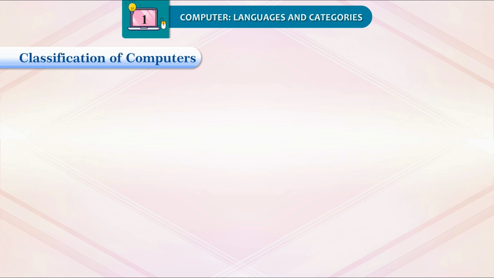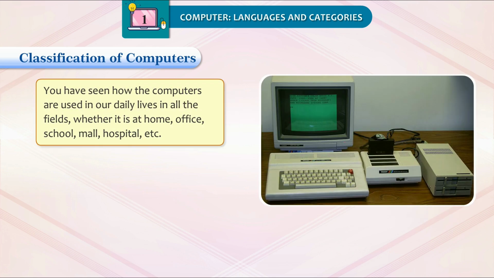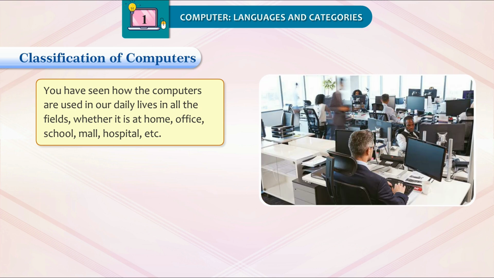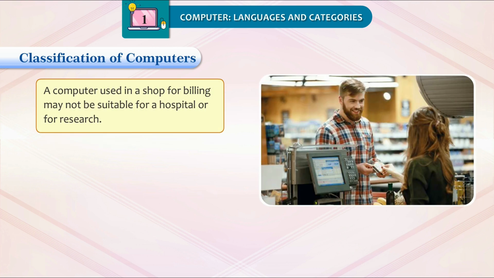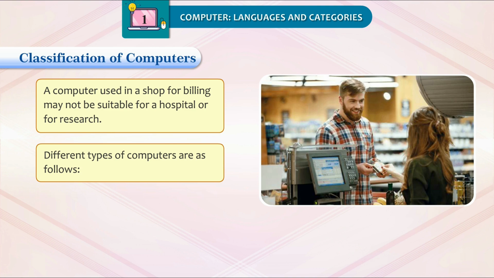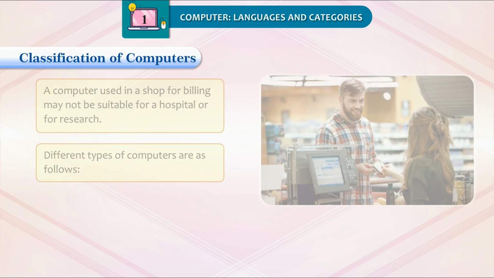Classification of computers. You have seen how the computers are used in our daily lives in all the fields, whether it is at home, office, school, mall, hospital, etc. Just as in school, different teachers teach different types of subjects, different types of computers are used at different places of work. A computer used in a shop for billing may not be suitable for a hospital or for research. Different types of computers are as follows.